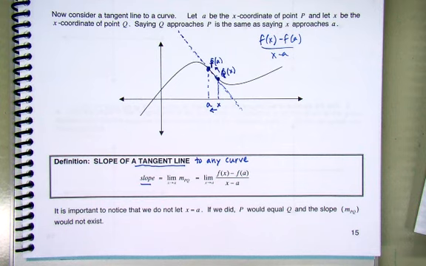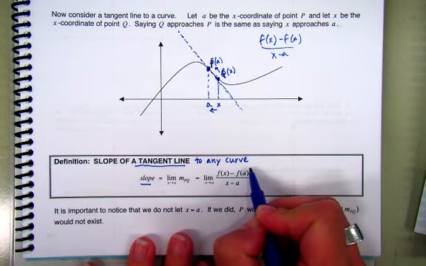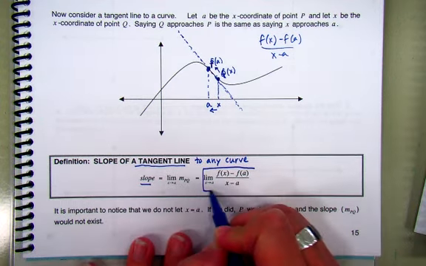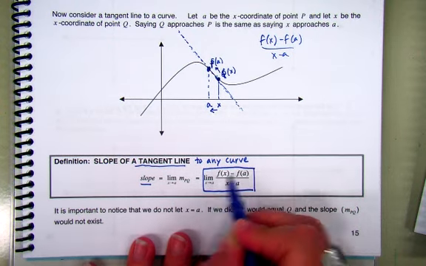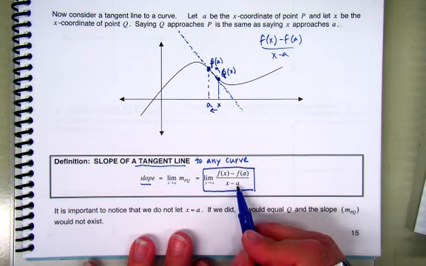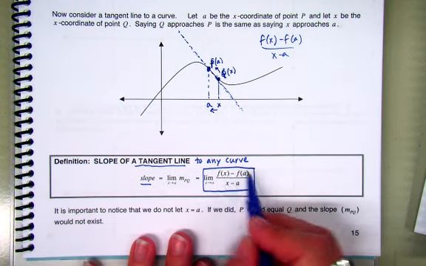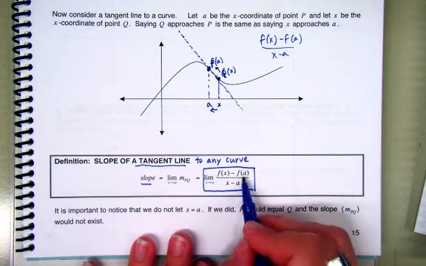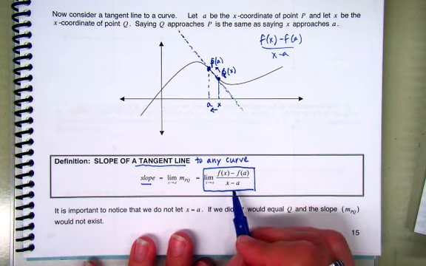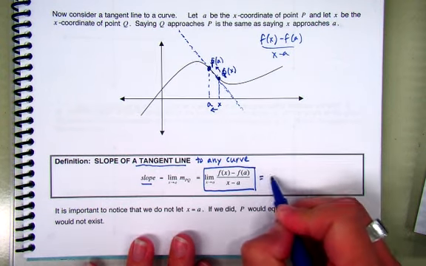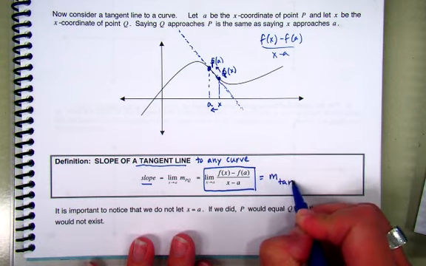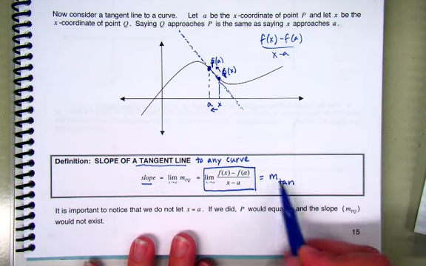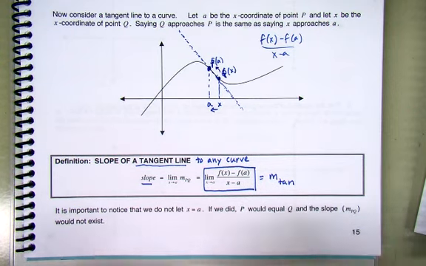The slope is defined as the limit, as x approaches a, of f of x minus f of a over x minus a. Okay, that's that difference quotient that we were looking at yesterday, which is just another way to write slope. This will give us the slope of the tangent line, the m of your tangent line. And a lot of times we try and find the whole equation of the tangent line. Other times we just find the slope of the tangent line. Okay.